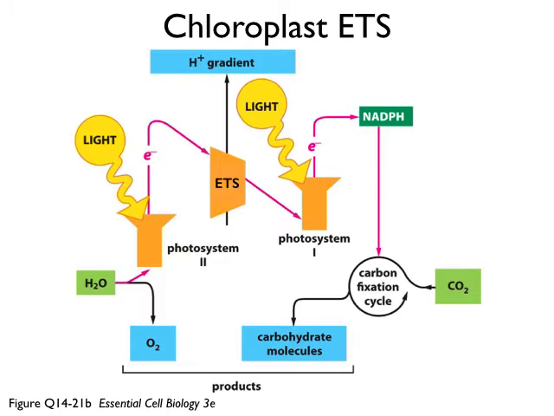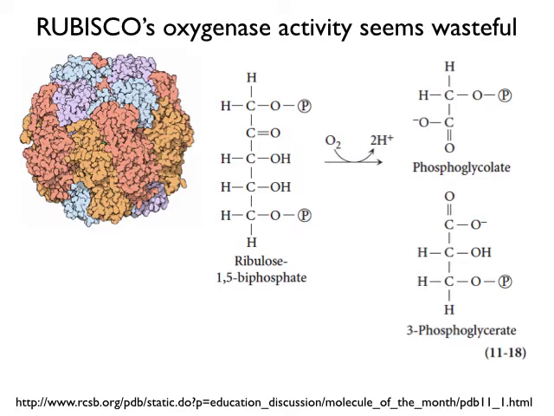All right, so there's a little bit of unfinished business that we need to discuss, and these are really consequences of the inefficiency of one of the enzymes in the Calvin cycle. So let's come back to that. That enzyme, remember, is called rubisco. And remember that rubisco has oxygenase activity.